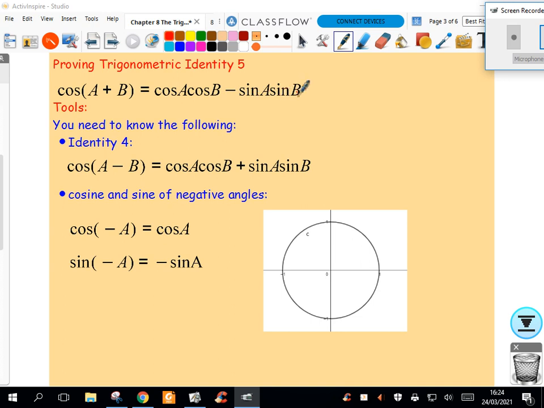In order to know the proof, you need to know identity number 4, which we proved in our last video lesson. Cosine of A subtract B is equal to cosine of A cosine B plus sine of A sine B. And you need to know the cosine and sine of negative angles. So cosine of negative A is always going to be the same as cosine of A. Sine of negative A is always going to be the same as negative sine of A.